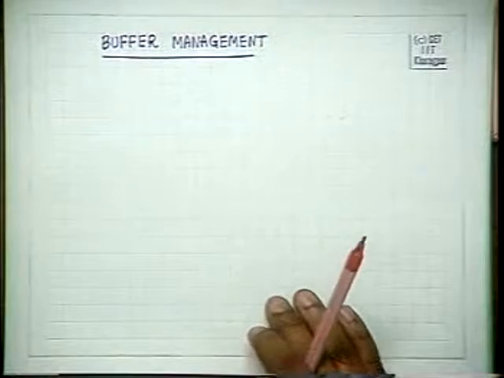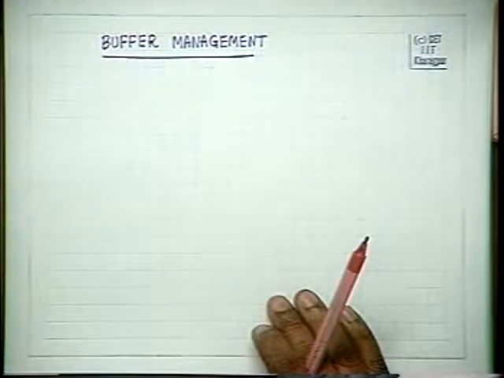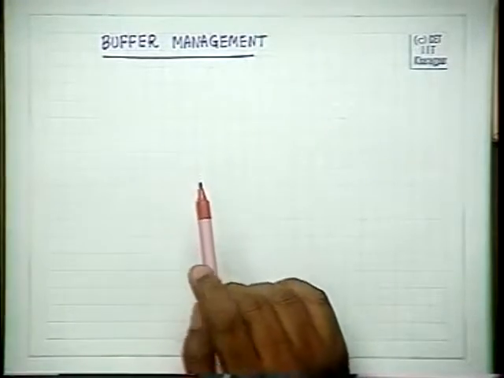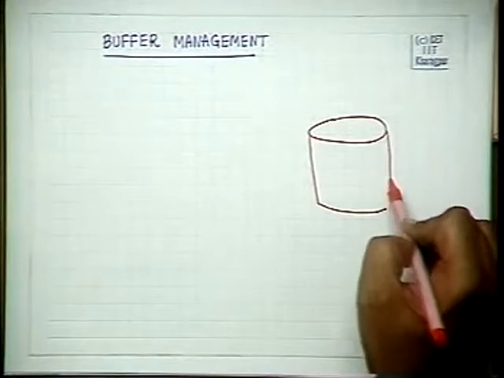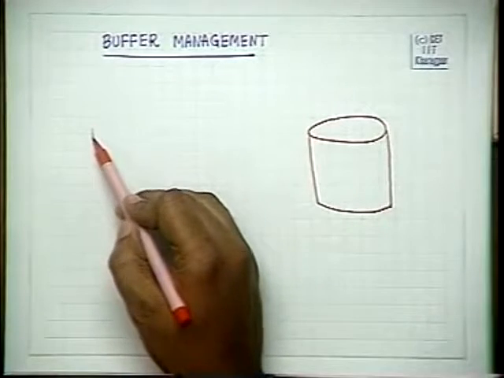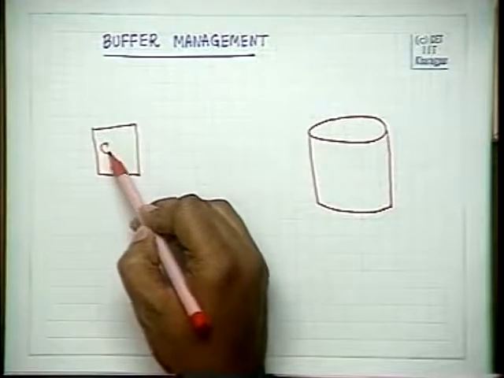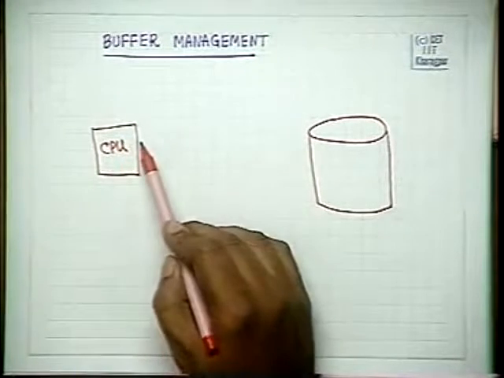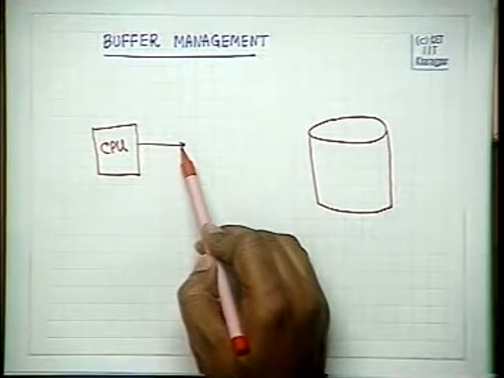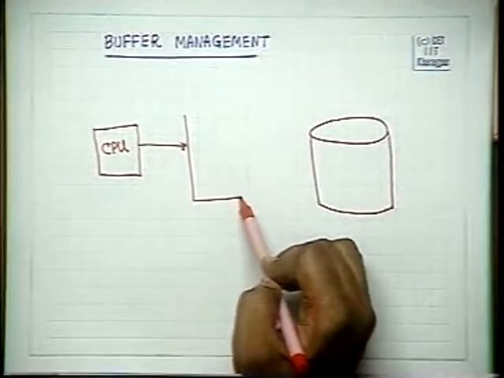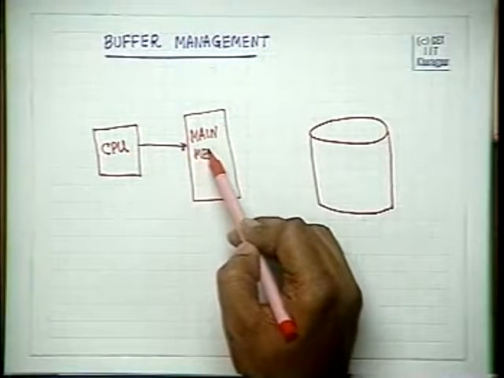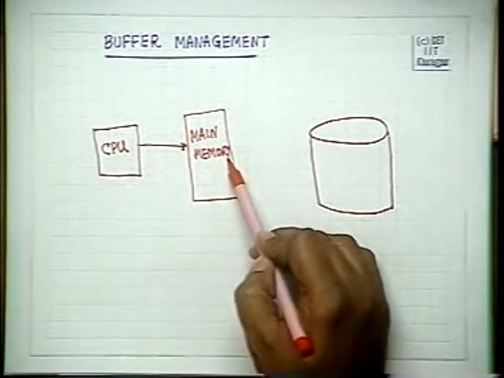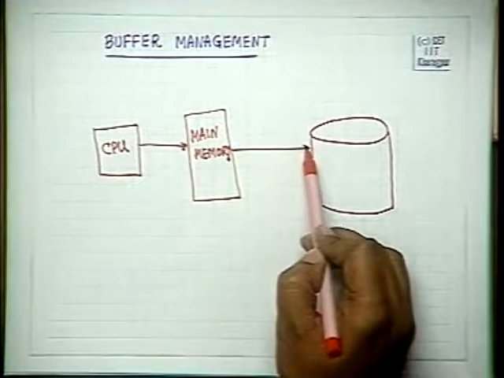Next, we come to what is called buffer management. Now, the block which has been read, you have got the disk. Any query is processed by the CPU. It wants to get that information. Where will it look for that information? Through the cache, it will actually look through the main storage or the main memory. If it does not find it in the main memory, then that information will be looked up from the disk.